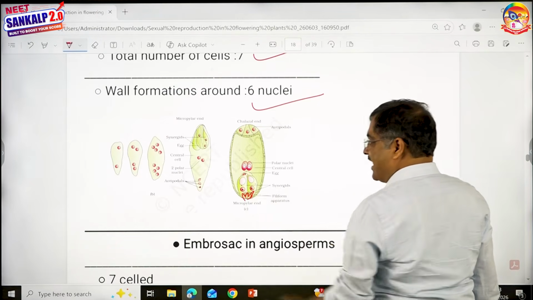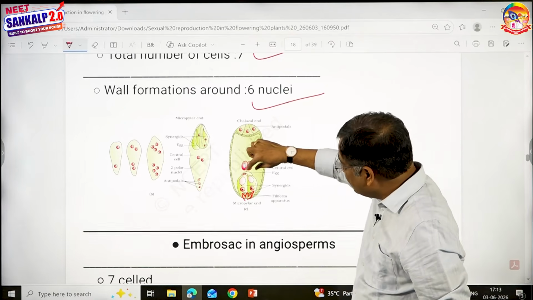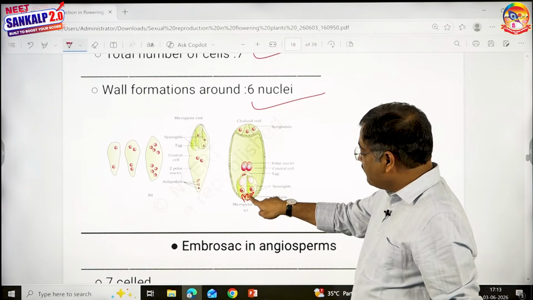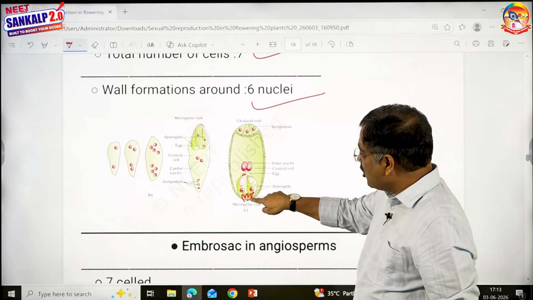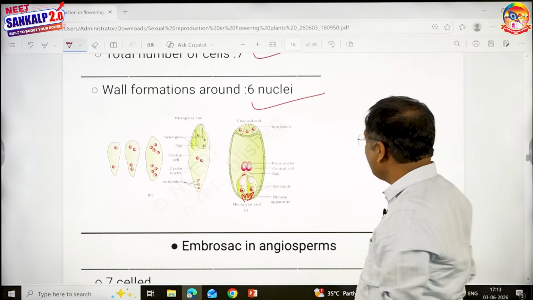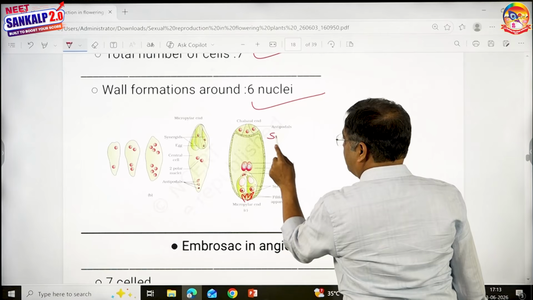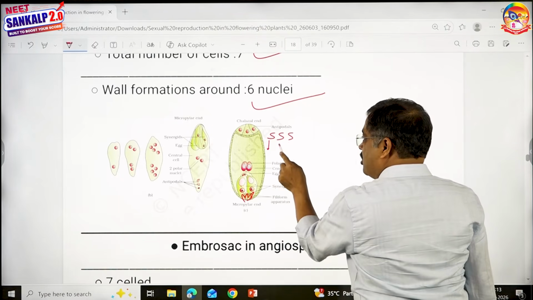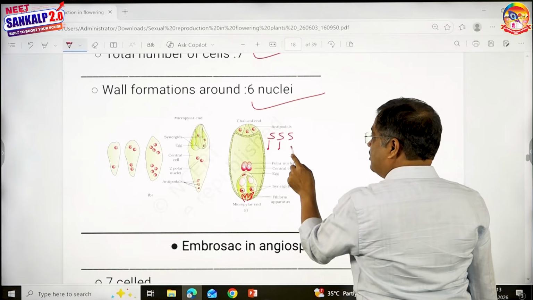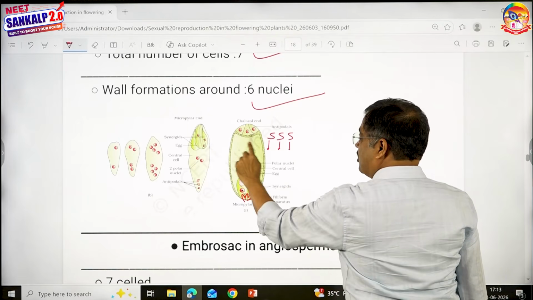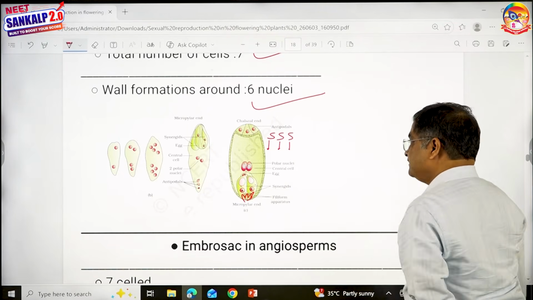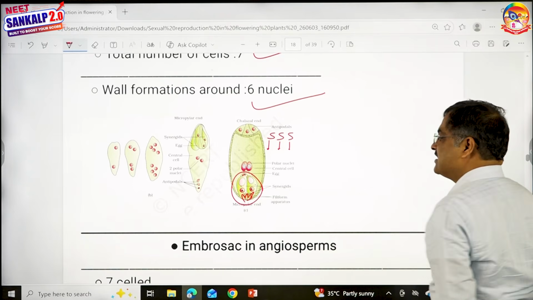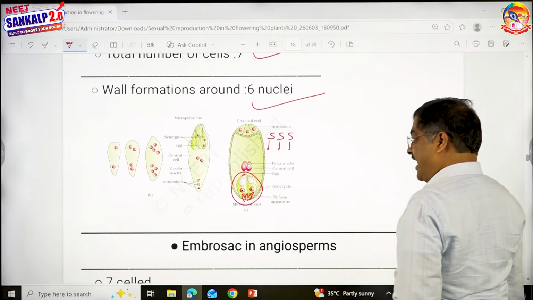These are the 3 cells, the egg apparatus. You could see the egg cell is bigger and the synergid cells are relatively smaller. Filiform apparatus secretes chemicals and guides the pollen tube towards the egg cell. These are called antipodals. Easy way to remember antipodals: SSS. Smallest cells of embryo sac, short-lived cells of embryo sac, somatic or vegetative cells, because they don't have any role to play. Those are called antipodals. And these 3 cells put together is said to be the egg apparatus.